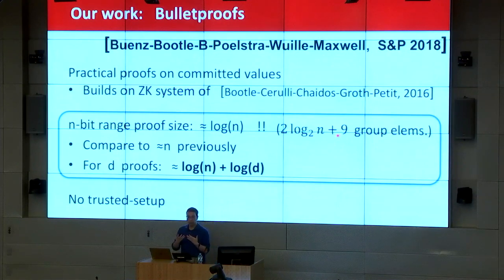What's even more exciting, what makes this even more usable in practice, is remember before, if you wanted to do d proofs, the proof size grows linearly in the number of proofs. Here, the proof size only grows by an additive logarithm. So if you want to do 128 proofs, all you do is take your original proof and add 7 more group elements. That's it. Whereas before, things would blow up by a factor of 128. And of course, the whole point of this is to do this without trusted setup. Is that clear? So this is what bulletproofs allow you to do.